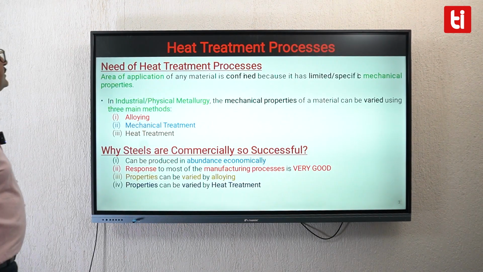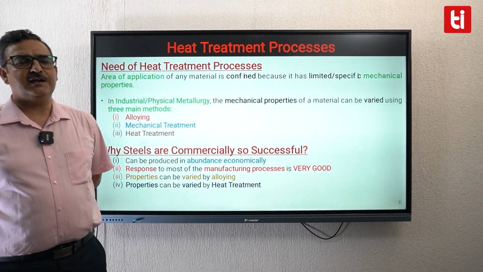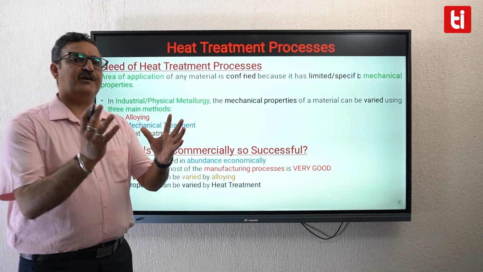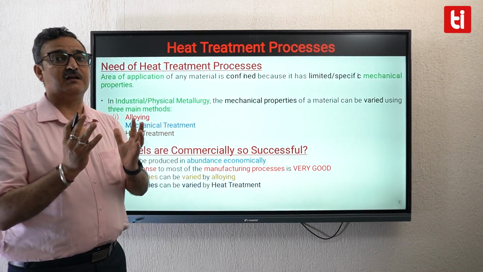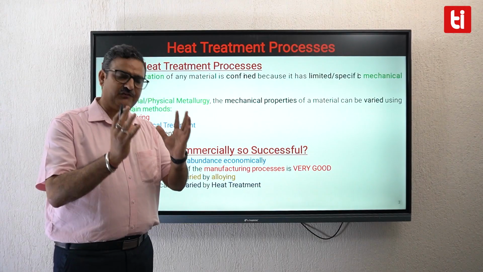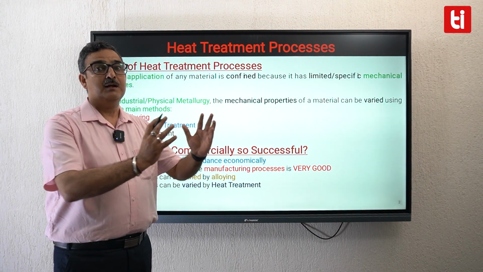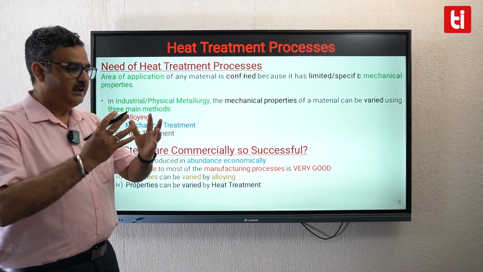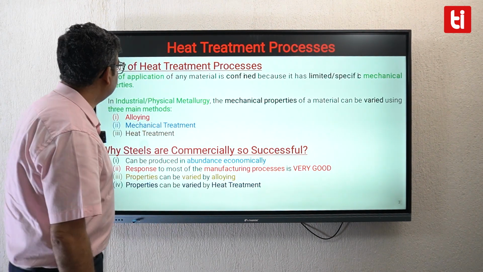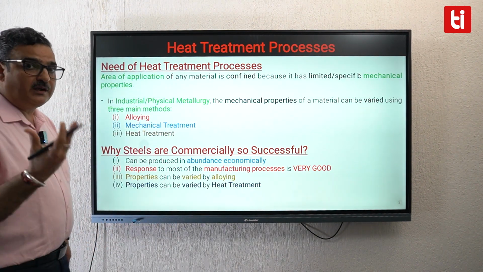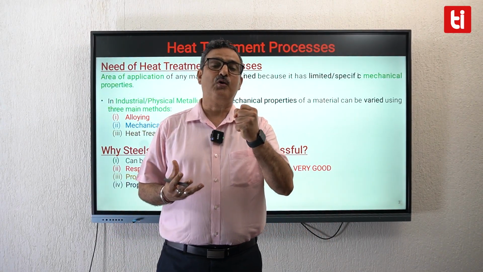So let's start. Students, just think that the area of application of any material, any metal, any alloy system, is very confined. And why is it confined? Because the mechanical properties of a material system are limited. Every material system has some specific properties, and because of those specific properties, it has some specific domain of applications. But what if you decide that you should be able to use the same material for a wide range of applications? This is exactly what we do in physical metallurgy or industrial metallurgy, that we try to have control over the mechanical properties of a material.